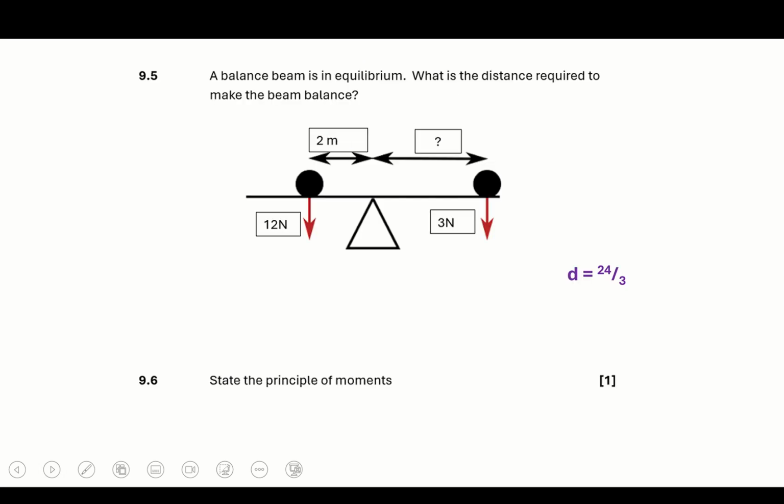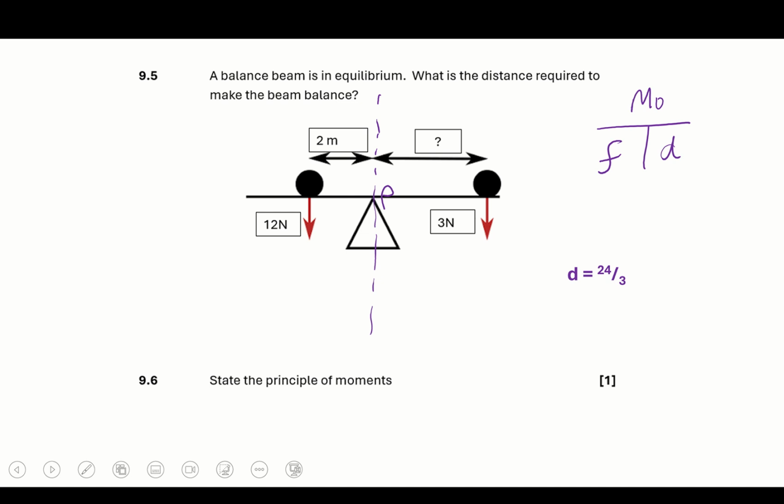Now I've got another one. A balance beam is in equilibrium. What's the distance required to make the beam balance? You can see the answers there already, pretty much. Split it down the middle. There's the pivot, and we've got our fat, moody dinosaurs again. And then it's just a bit of math.